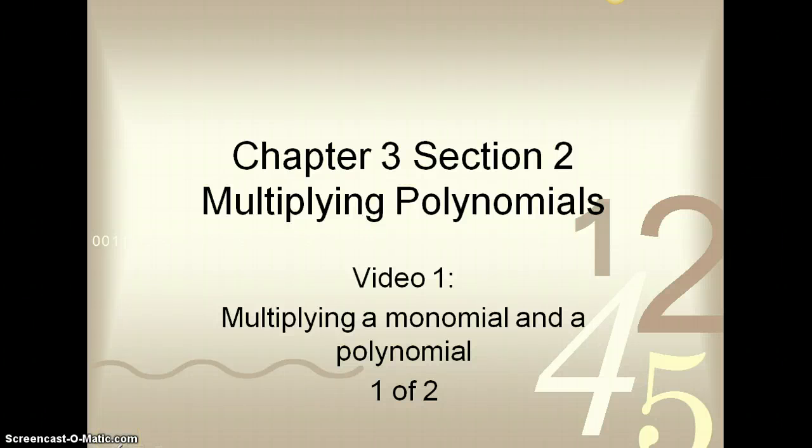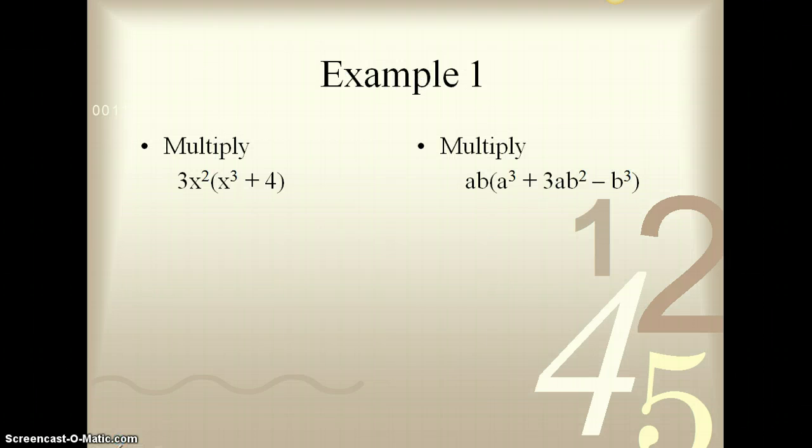So this is multiplying polynomials, one of two videos. This one is multiplying a monomial and a polynomial. So the example says to multiply 3x squared times the quantity x cubed plus 4, and then the second one is to multiply ab times a cubed plus 3ab squared minus b cubed.